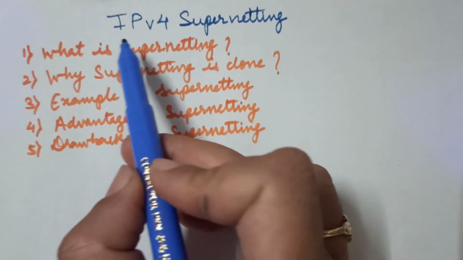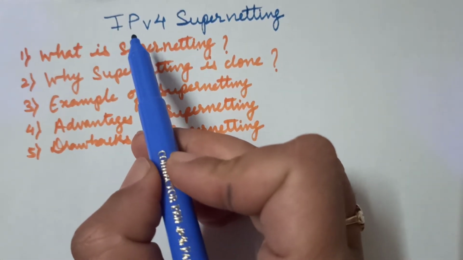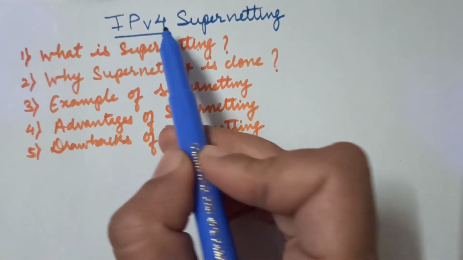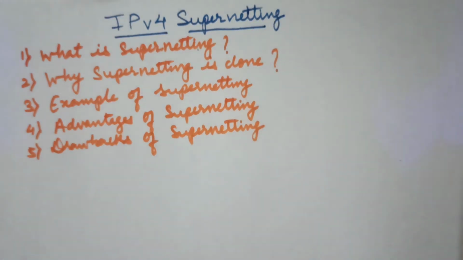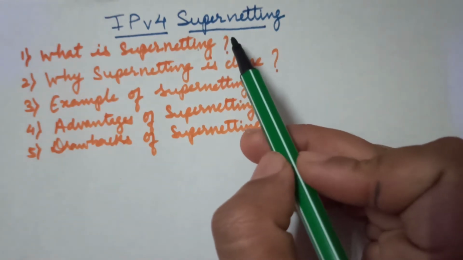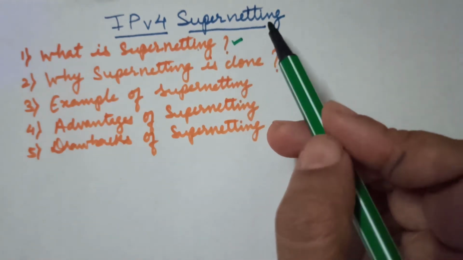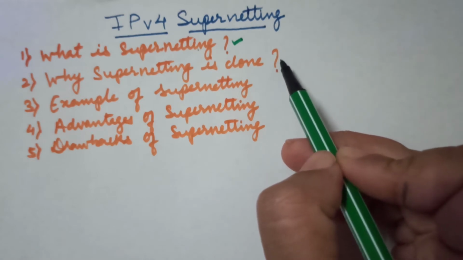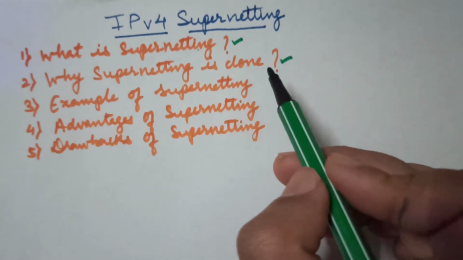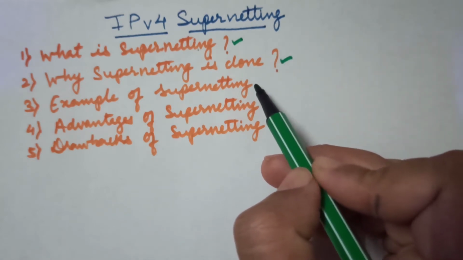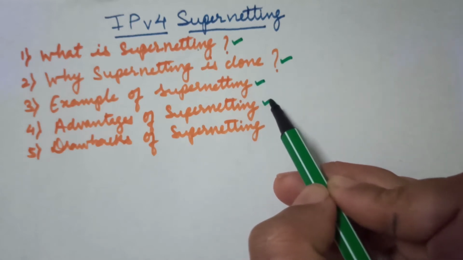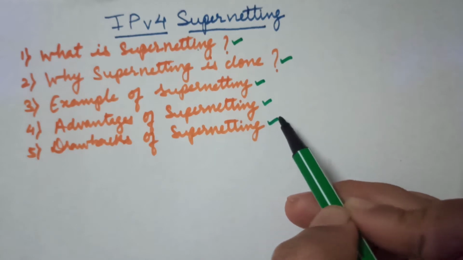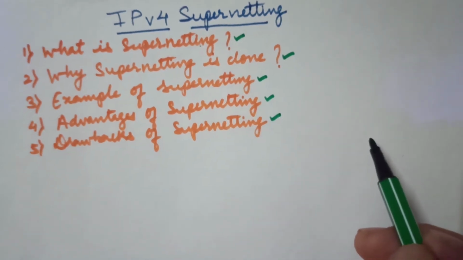Hello everyone. In this lecture you are going to understand IP version 4 Supernetting. On completion of this lecture you will be able to answer the following questions. What is Supernetting? Why Supernetting is done? You will be able to explain an example of Supernetting. You will be able to explain the advantages of Supernetting and the drawbacks of Supernetting. Now let us see what is Supernetting.